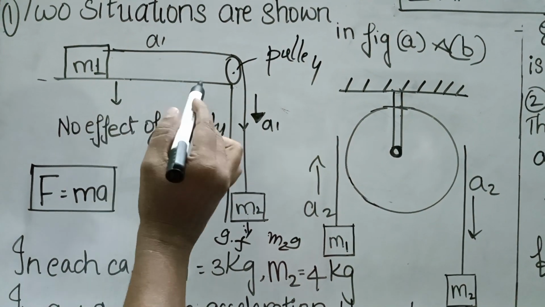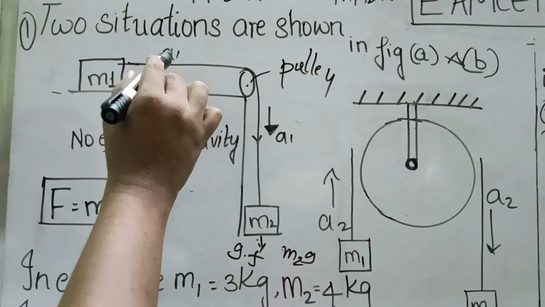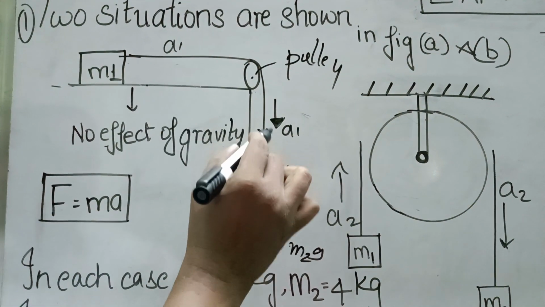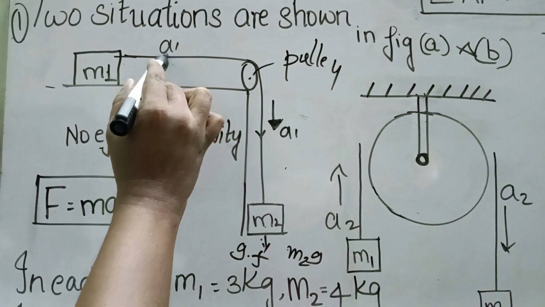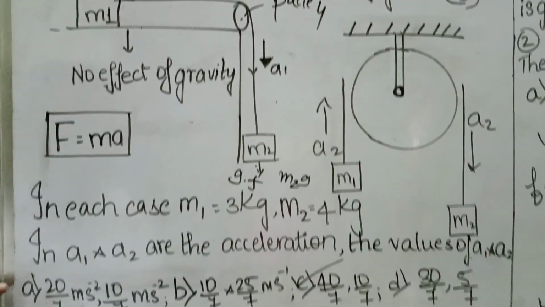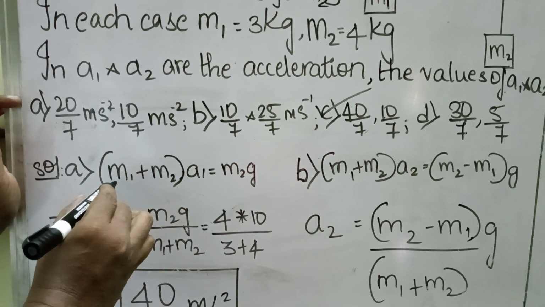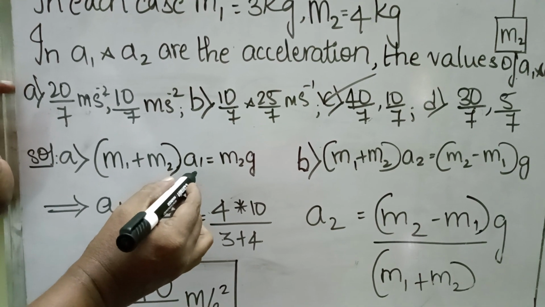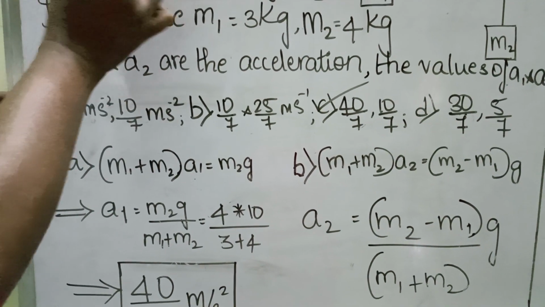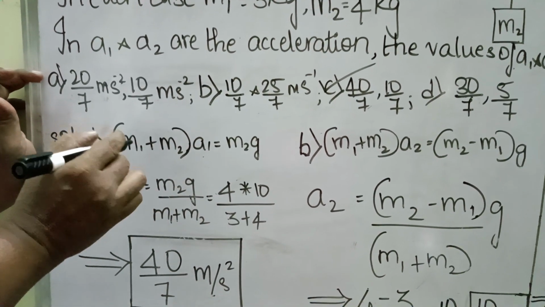Assuming that there is no friction, both masses will have an acceleration, that is increase in velocity or change in velocity. They will have the a1 value, acceleration a1 value. Therefore here we can write both the masses m1 and m2 will move with an acceleration of a1. According to Newton's second law, F is equal to ma. Total mass here is the combination of two masses m1 and m2.